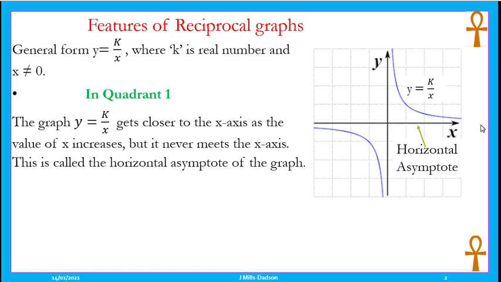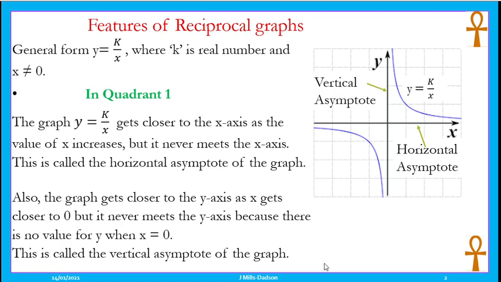So we see in the first quadrant, the x axis or y equals 0 is called the horizontal asymptote, because the graph gets closer and closer to the x axis as the value of x coordinate increases. Conversely, as x values get smaller and smaller and smaller, the graph gets closer to the y axis or x equals 0. So we call this the vertical asymptote.